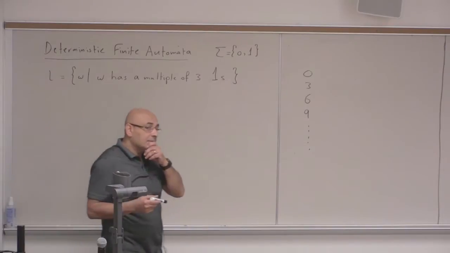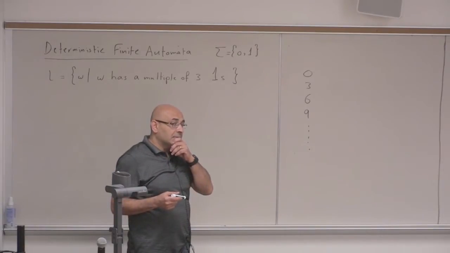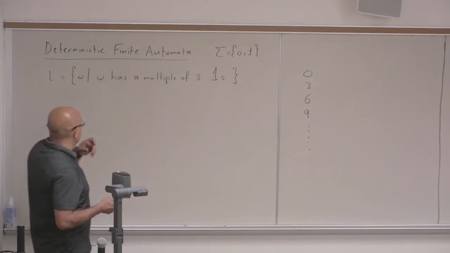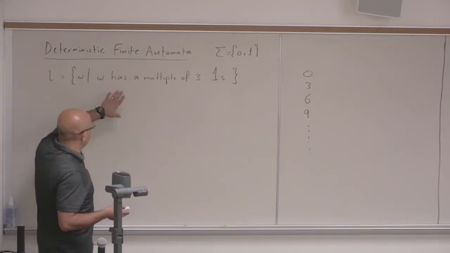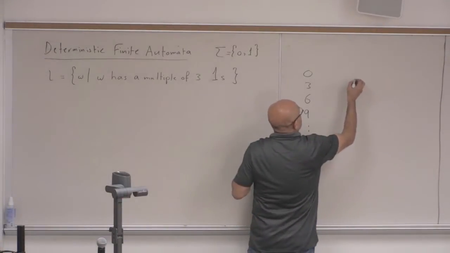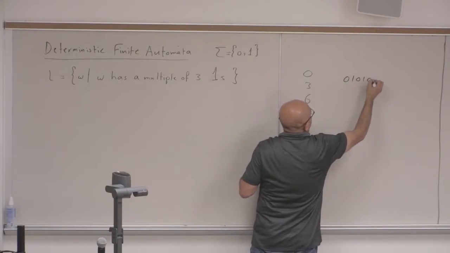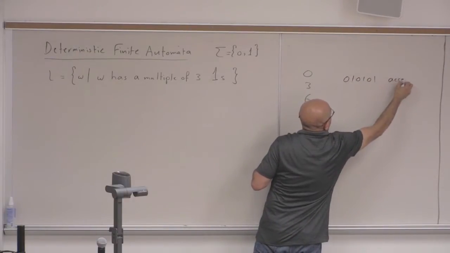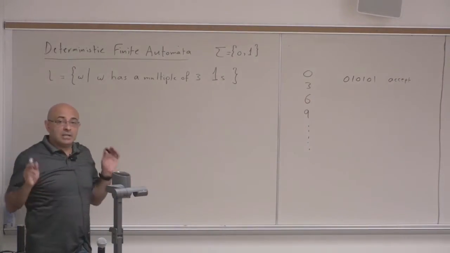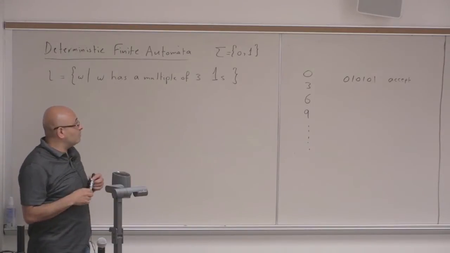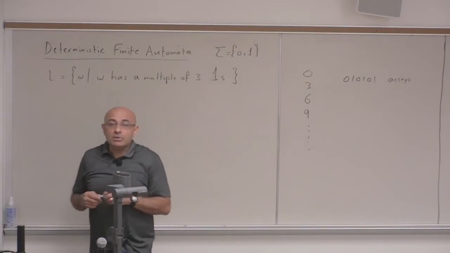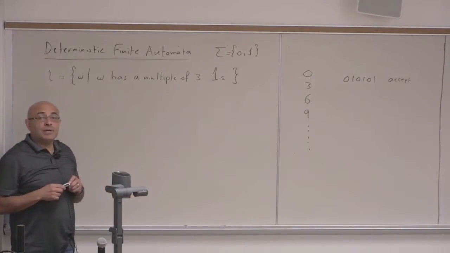Do the threes have to be consecutive or just as long as there's multiples of three? Okay, good question. We didn't say consecutive, so it's just that the number of ones in that string should be a multiple of three. So if you have, for example, 0, 1, 0, 1, 0, 1, this is accepted. It's important to understand the language before we try to find the DFA to recognize it. So what do you think the three states would be?